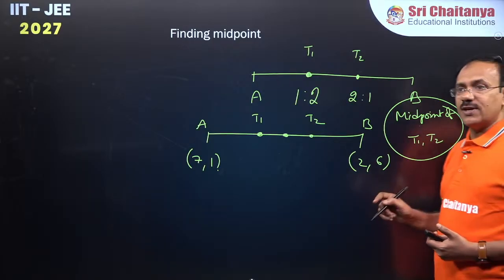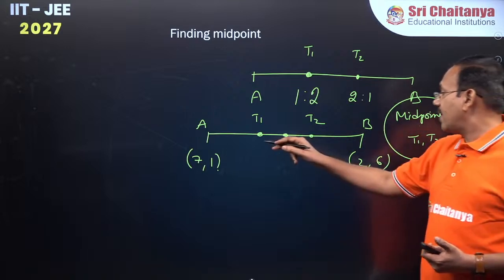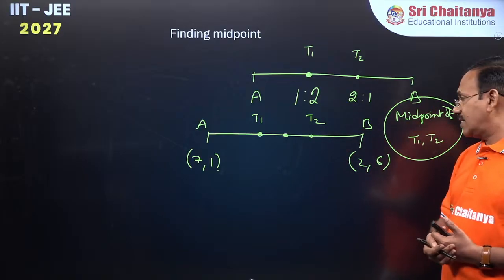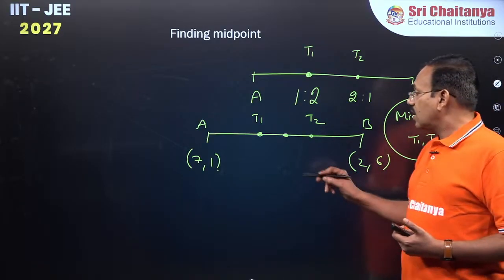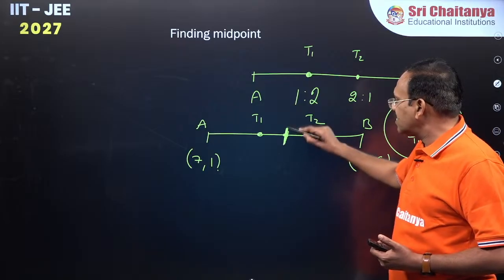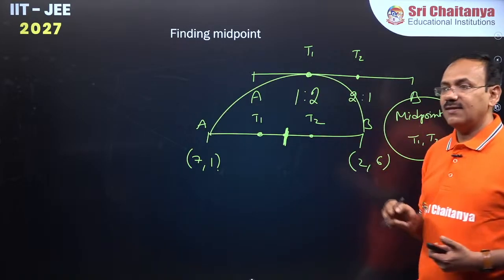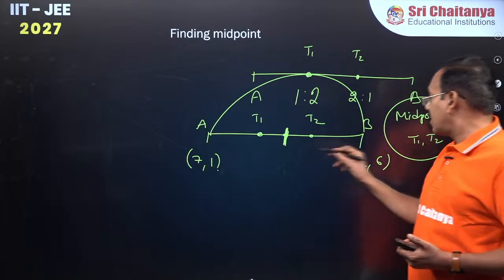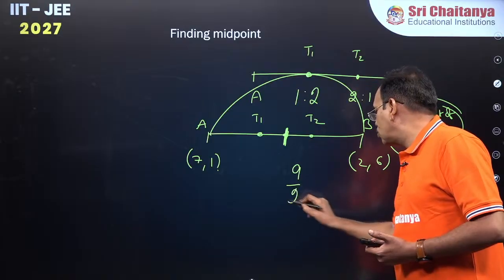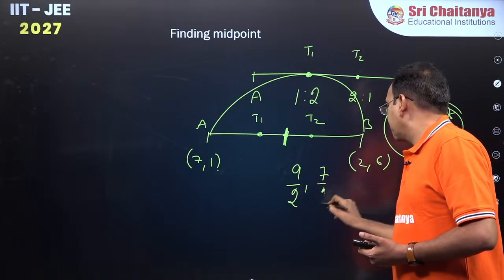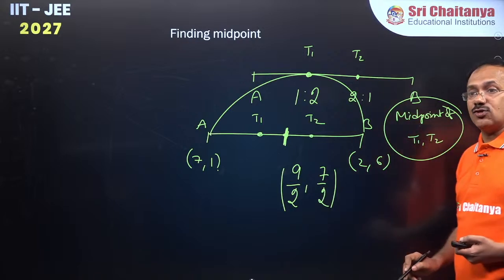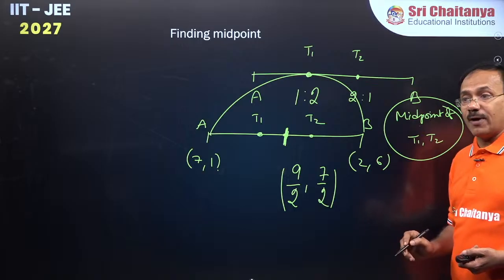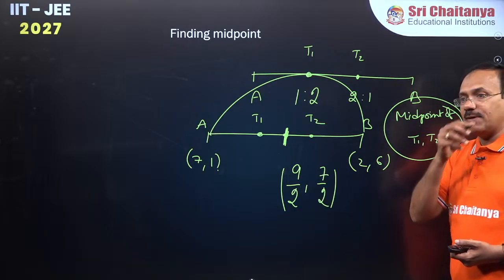Yes. You see dear students, the observation here is, if AB is the line segment and T1, T2 are the points of trisection, now if you want the midpoint, the simple observation is it is the midpoint of AB. So the midpoint of AB is nothing but 9/2 comma 7/2. Some students may be trying to find T1, T2, but in fact you need not find T1, T2. Directly, the midpoint of T1, T2 is nothing but the midpoint of AB, right?